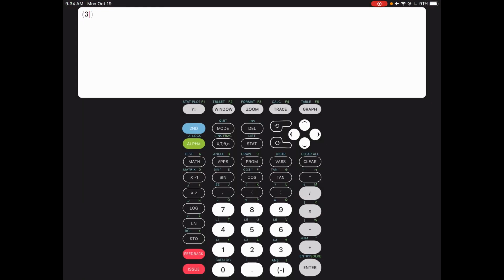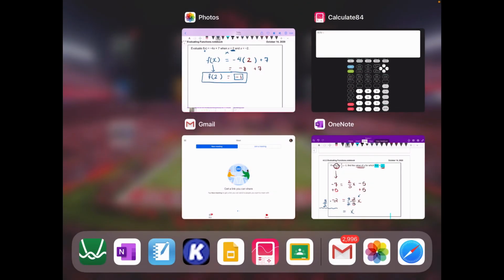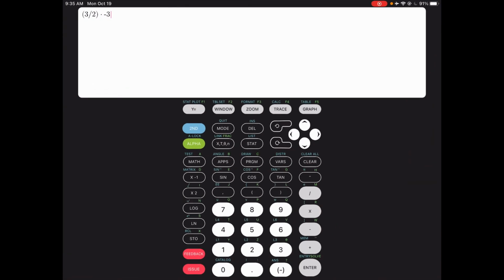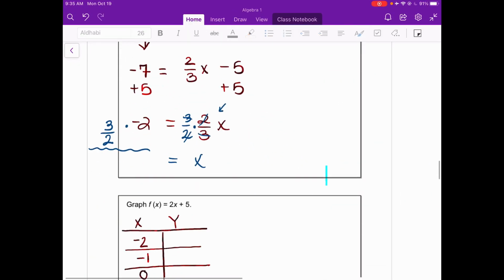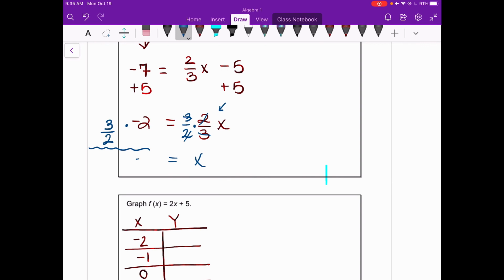3 over 2 goes in parentheses, times, and what was the other value? Negative 2. Once you enter, you notice you get the answer of negative 3. So when you write your final answer here, x is equal to negative 3.